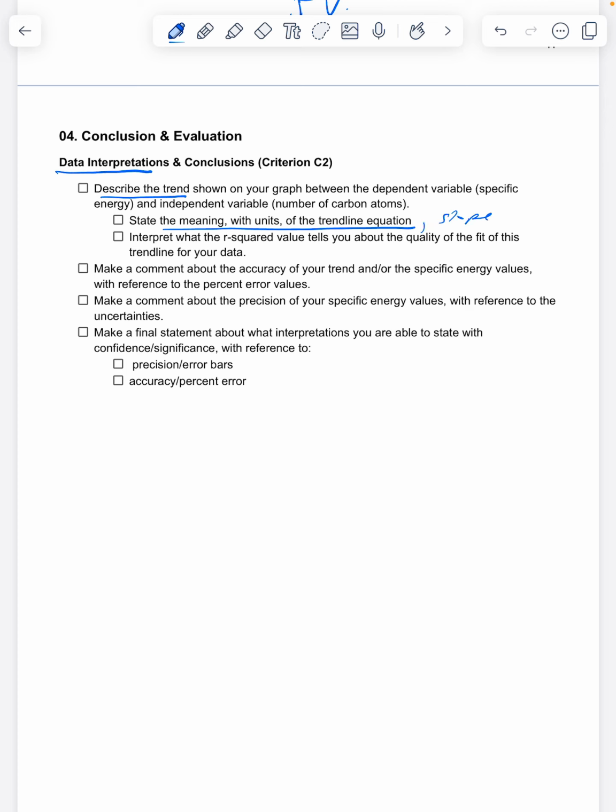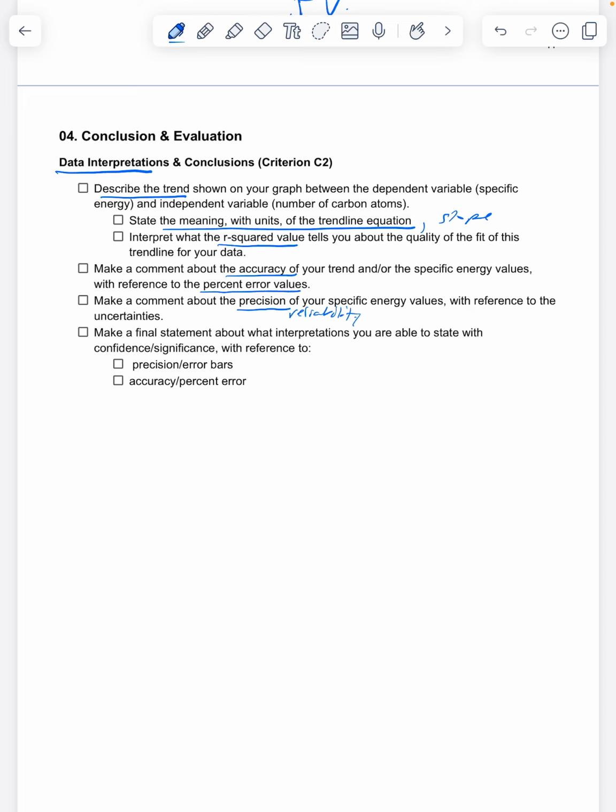You can talk about the R-squared value, which is a measure of how good a fit the trendline is for your data. You should comment on the accuracy of your data compared to the literature values and with reference to percent error. You can comment on the precision and/or the reliability of your values based on the uncertainties and the error bars.